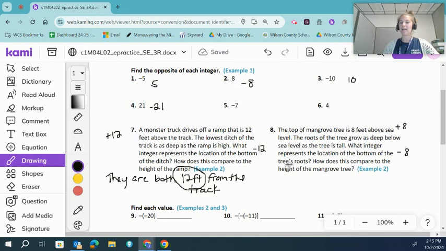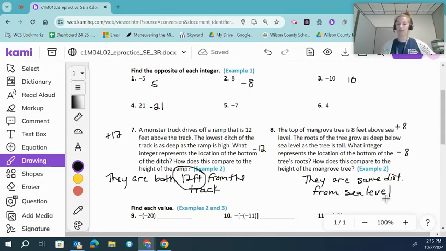How does this compare to the height above? Again, they are the same distance from sea level. And that would be 8 feet from sea level. And that +8 feet that they are from sea level is the absolute value that I'm talking about.